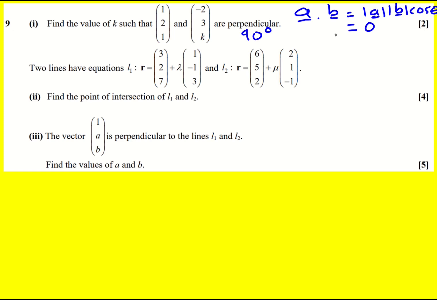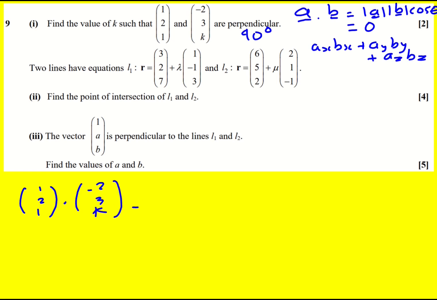And that brings us to the next version of the dot product, which you can show is just the x components of the vector multiplied together plus the y components plus the z components. And that means we're going to do (1, 2, 1) dotted with (-2, 3, k): 1 times -2 gives -2, 2 times 3 gives plus 6, plus k, that's going to equal 0. That's 4 plus k is equal to 0, so k is going to be -4.